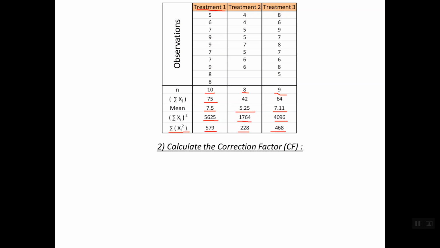Now simply we can calculate the correction factor. The formula for the correction factor is equal to the summation of all the observations, squared, divided by capital N. Capital N means the summation of the sample sizes for the three treatments.